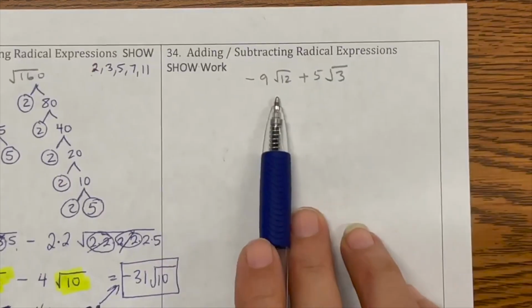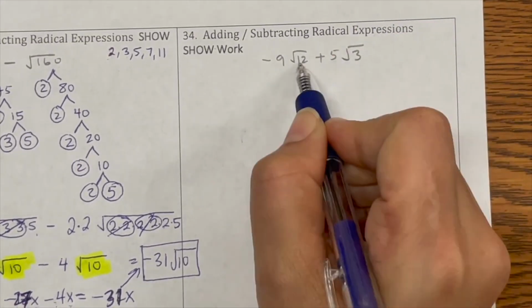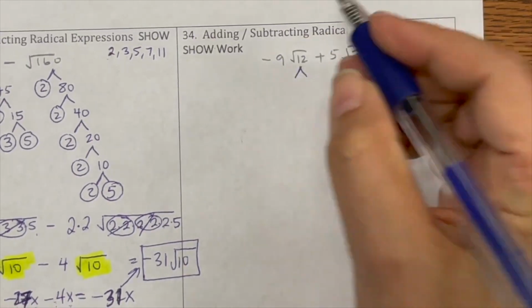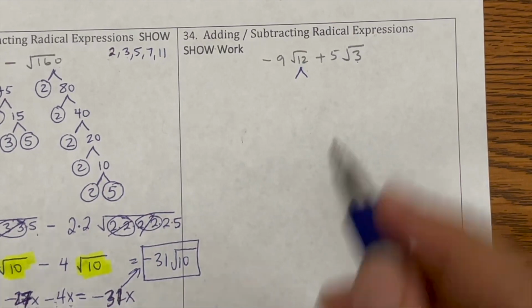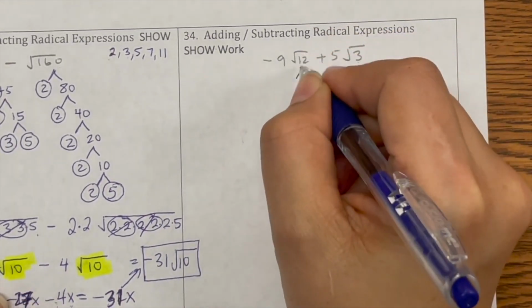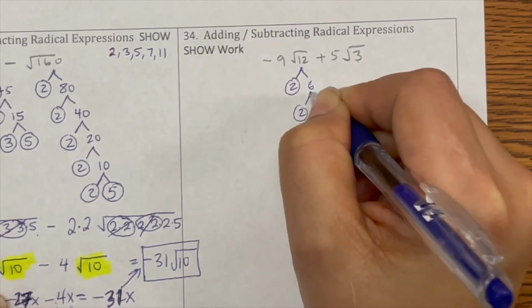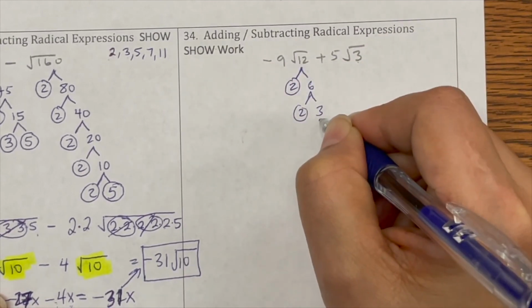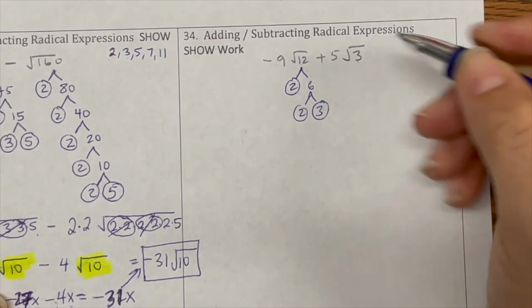All right, let me do addition. So that was subtraction, addition. It's the exact same process. It doesn't change anything. Again, these two are not the same, so I do have to simplify. So again, the numbers I'm checking are 2, 3, 5. I'm not going to show you the calculator anymore because it takes a long time to do it when you can just do it. So 12 divided by 2 is 6. 6 divided by 2 is 3. And can I break down 3 anymore? No. So this is it.